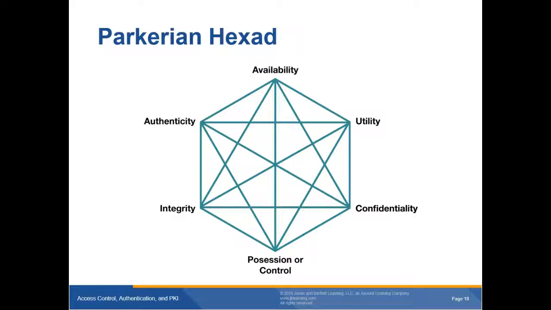This is the framework done by Don Parker in 2002. It was developed to expand the CIA model, the Triad, because it involves more. This was developed in response to the limitations of the CIA Triad. The three additional elements, so we have the three, but we've added possession or control, authenticity, and utility.